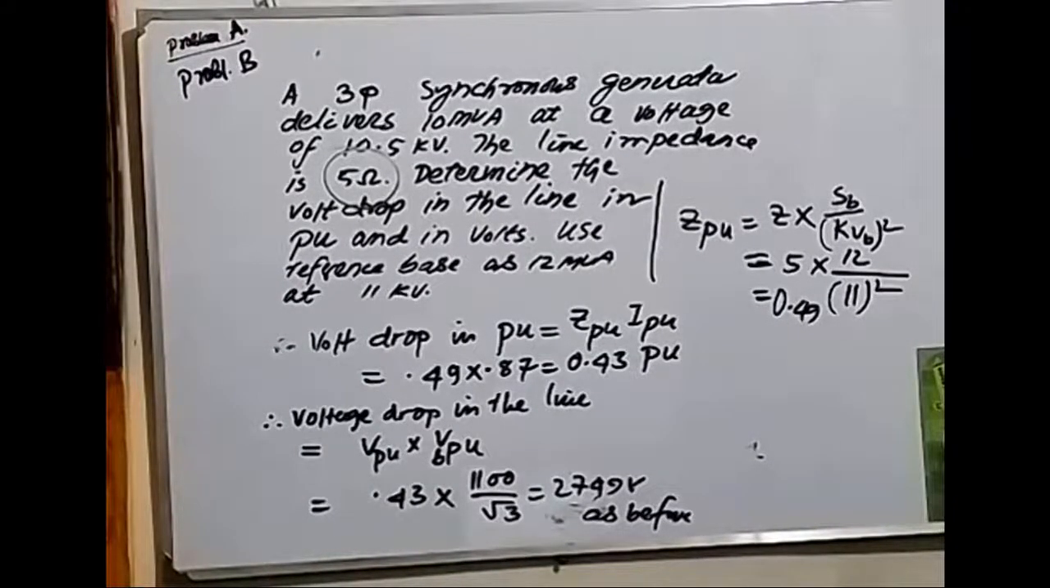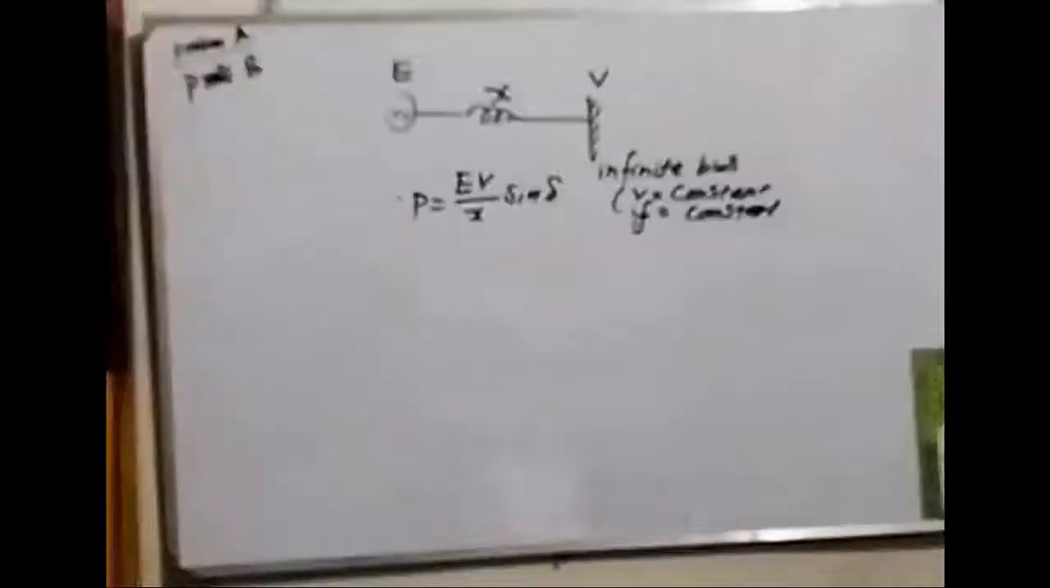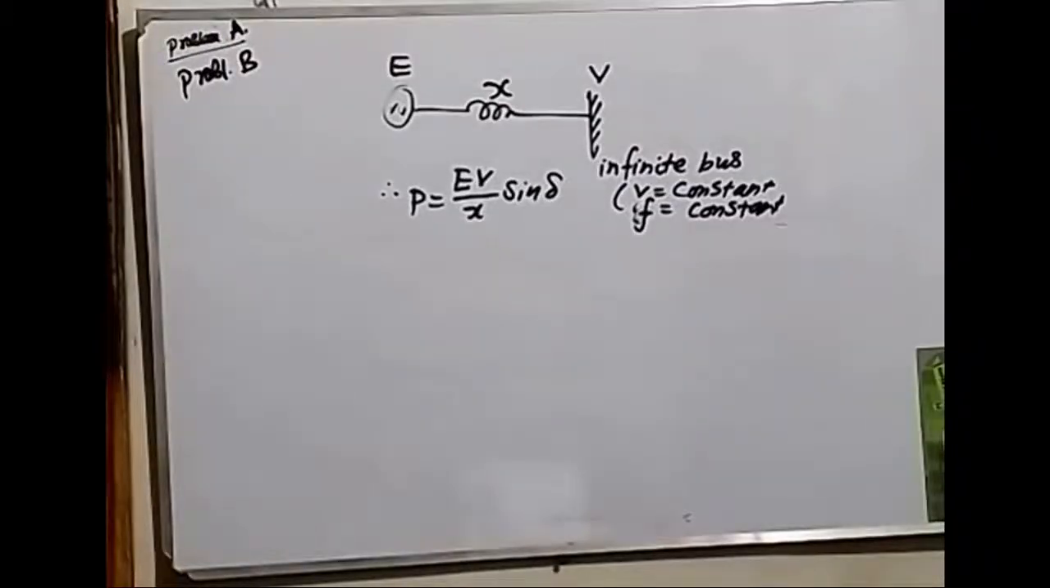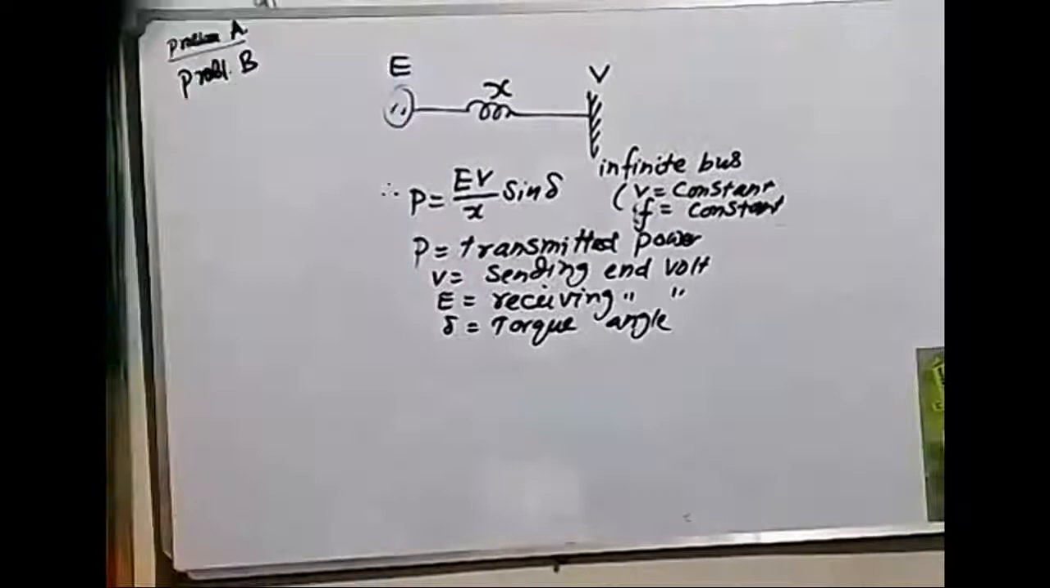Now I am discussing transmitted power. We have three types of power: single phase, three phase, and transmitted power. Transmitted power equals what? I am writing. You see in your notebook, we have done that proof. P is the transmitted power. The topic is power.